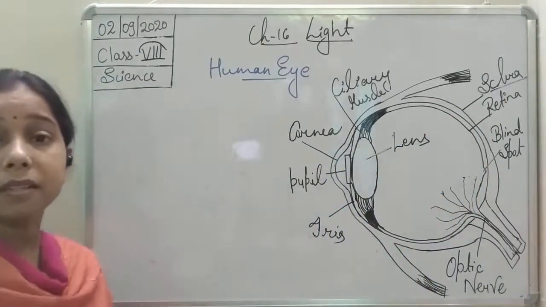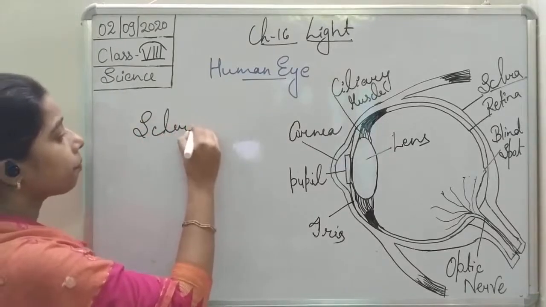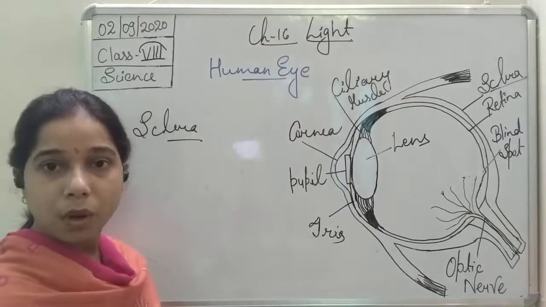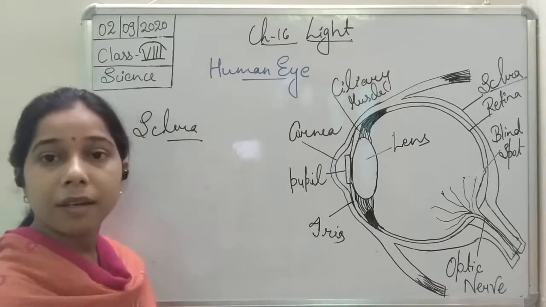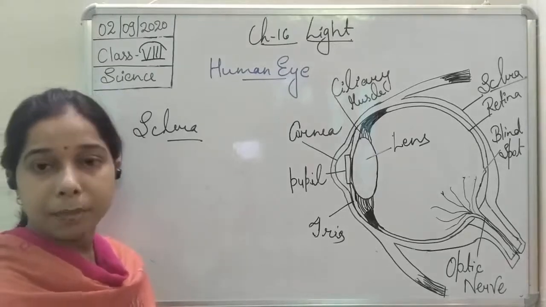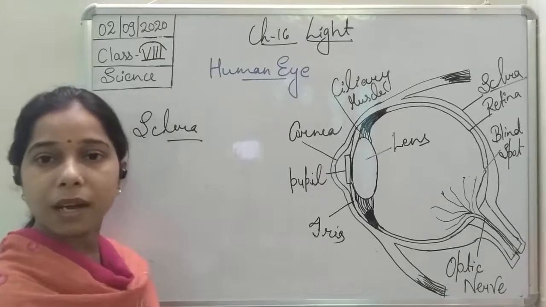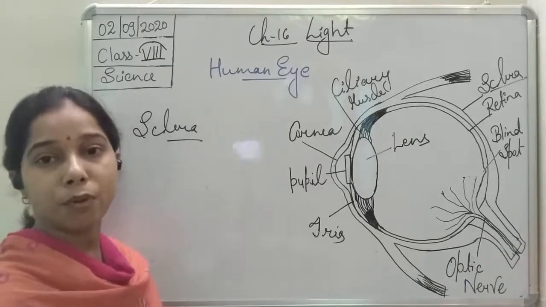Sclera is the first part of the eye, and we said that it is the outermost part of the eye. It is made up of a tough fibrous tissue, and basically it is the outer covering of the eye, so its function is to protect the eye.